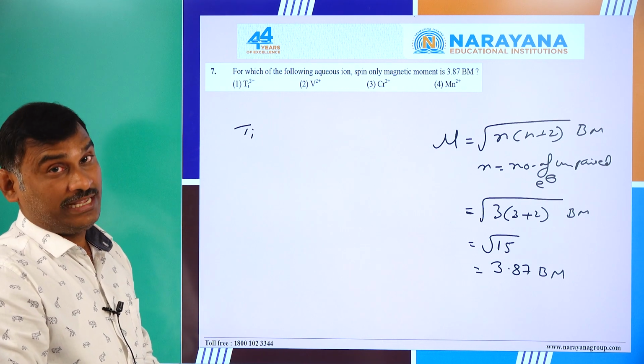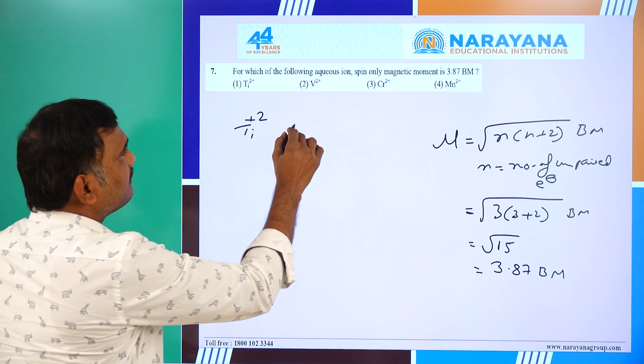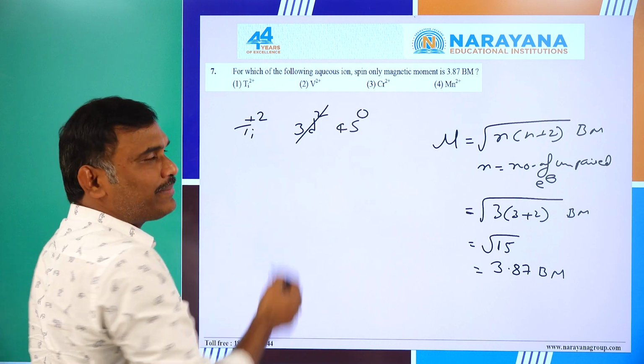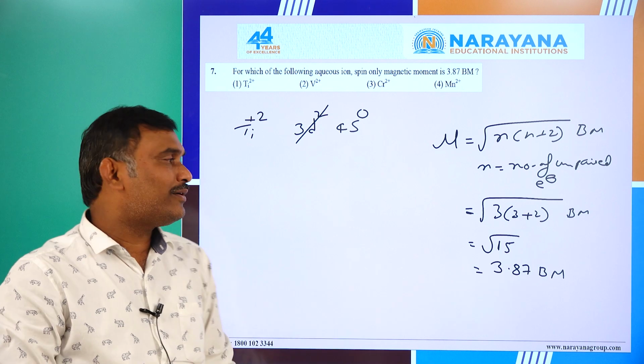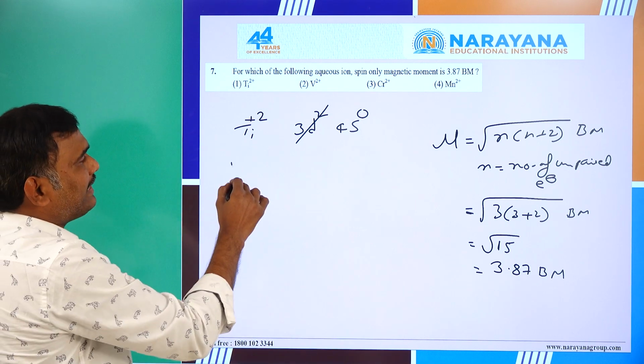That is 3d2 4s2, and they have given titanium plus 2, then it becomes 3d2 and 4s0. So here the number of electrons is 2 only. That's why there is no chance to get root over 15, or 3.87 Bohr magneton. Next, let us go for another one, students.